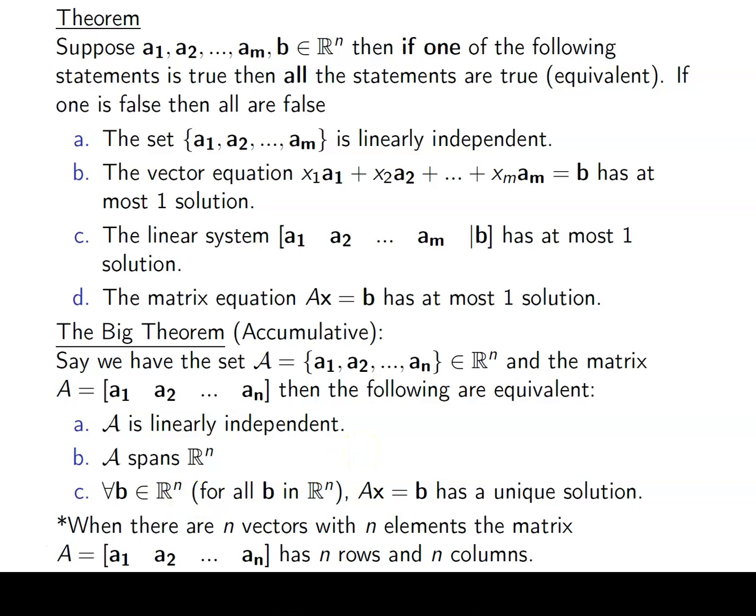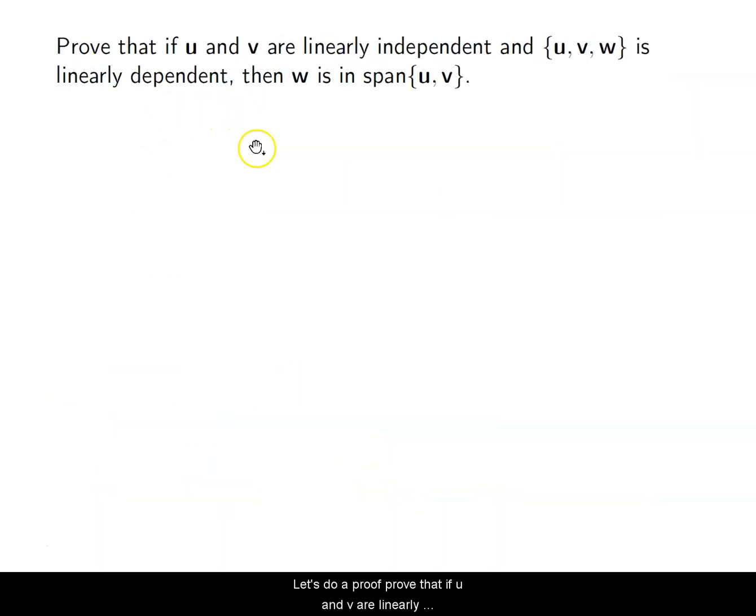Okay, so let's do a proof. Prove that if u and v are linearly independent vectors, and the set u, v, and w is linearly dependent, then w is in span of u and v. That means that w can be made as a linear combination of u and v. So we talked about this in a theorem. We've talked about it several times. We've had concrete examples, but we have not proven it yet.